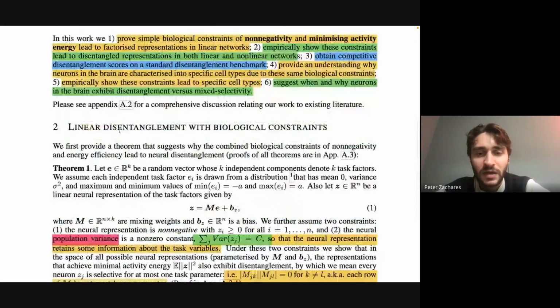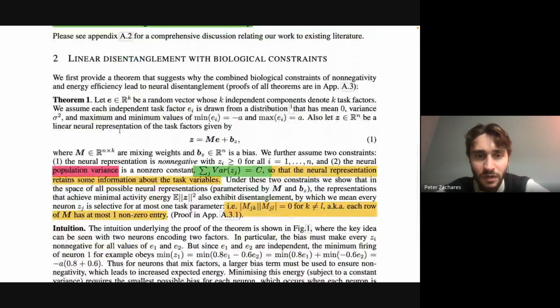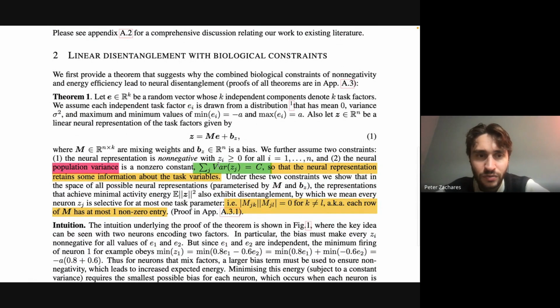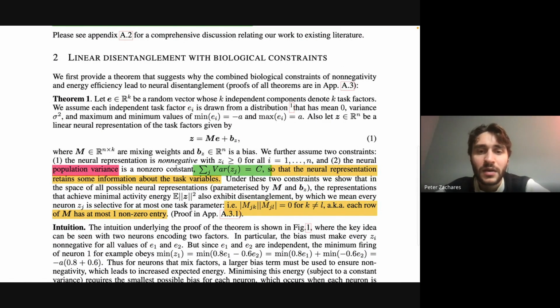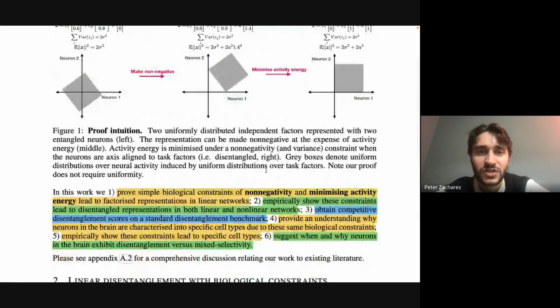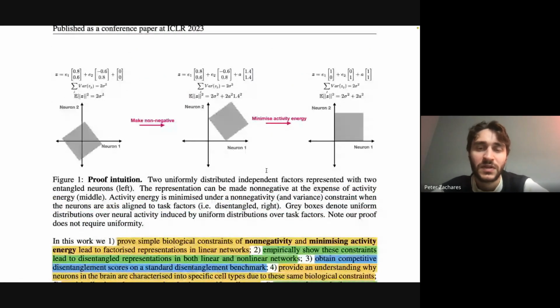The reason they also point out that if there is no fixed variance, they're ensuring that the neural representation retains some information about the task variables. So that's a good justification for it. You need some fixed variance in this method. We'll see later on when they don't make that assumption anymore.